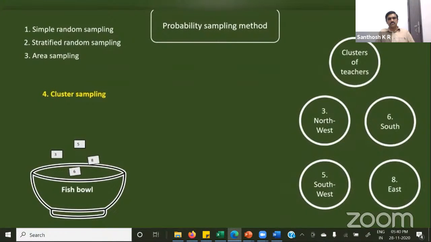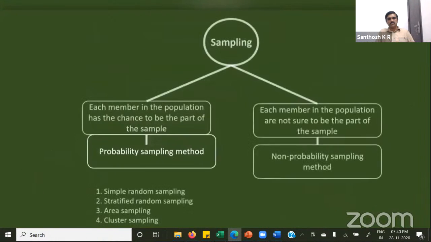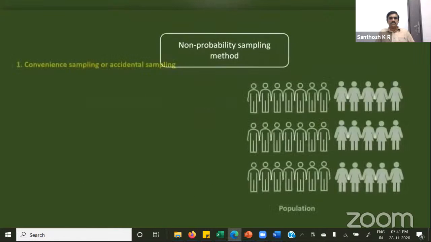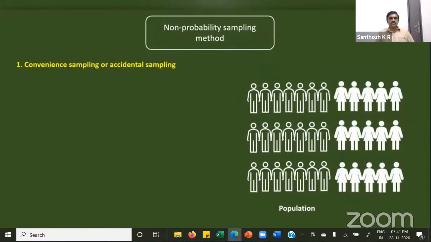If the sampling method cannot ascertain that all the members of the population have the probability to be chosen to the sample, then sampling method is non-probability sampling method. The most popular non-probability sampling method is convenience sampling or accidental sampling method. Here we will select our sample as we meet them. There is no presupposed strategy.